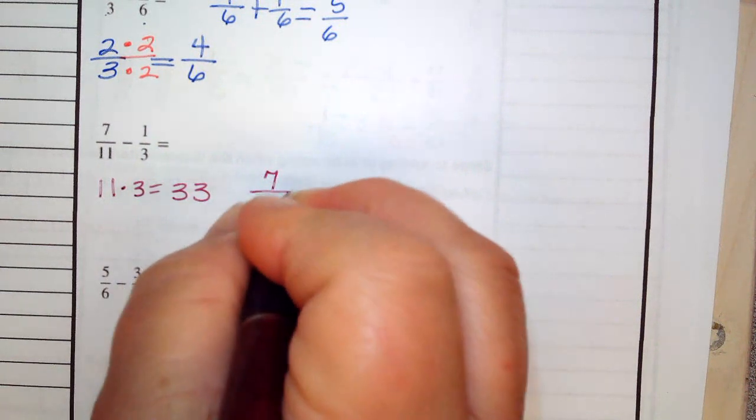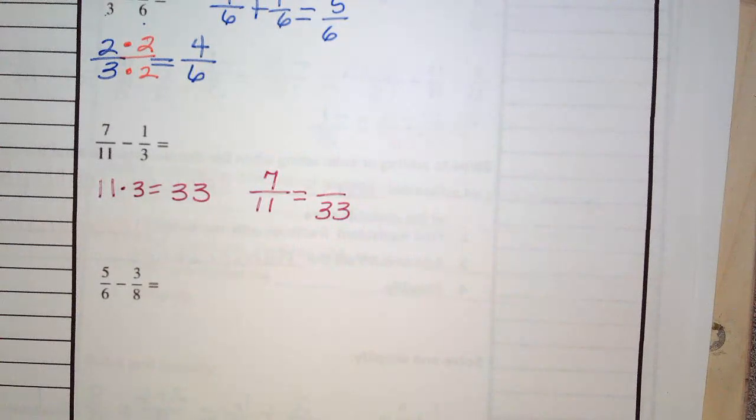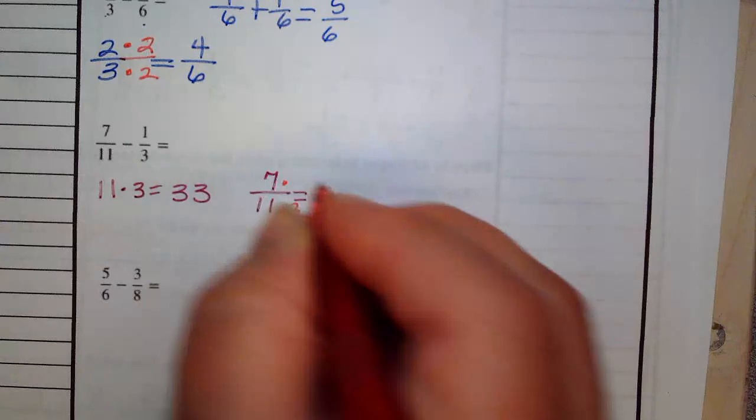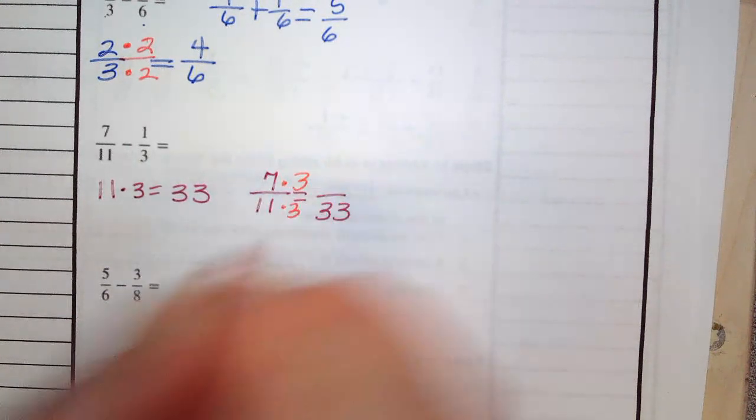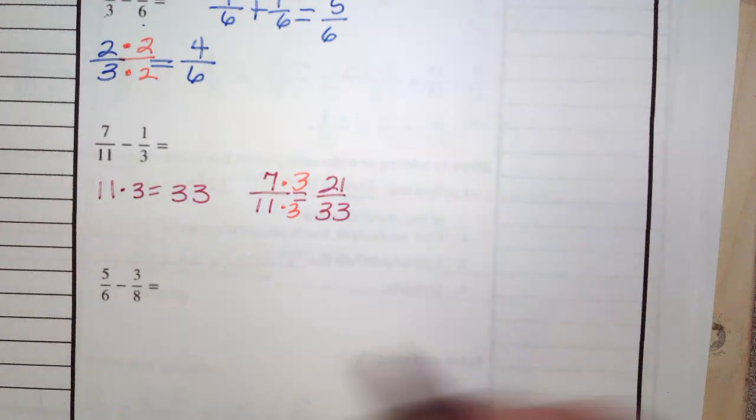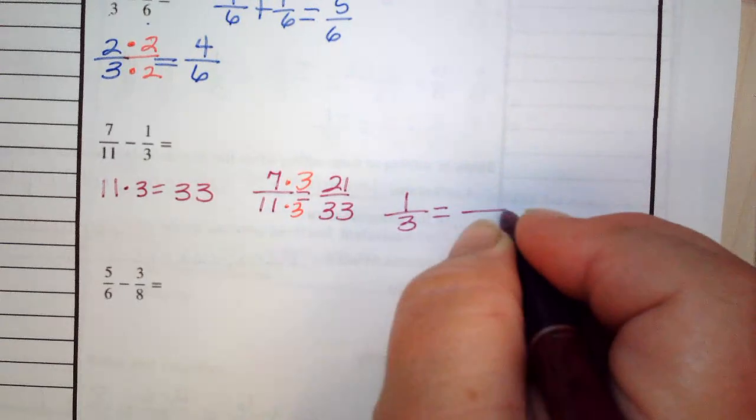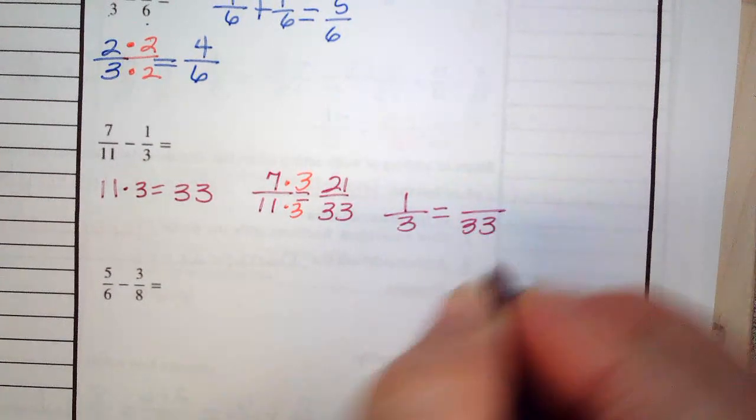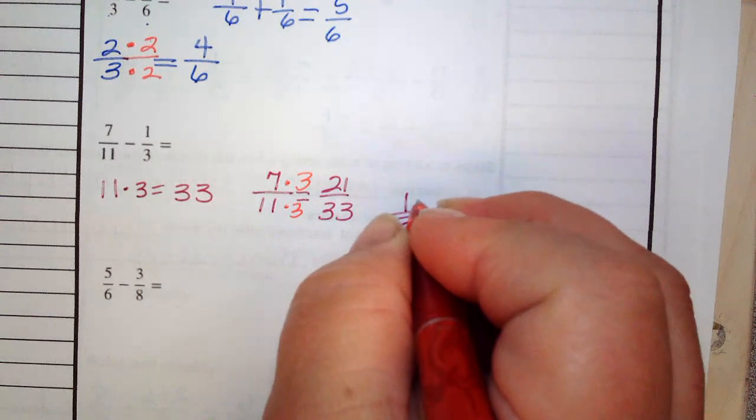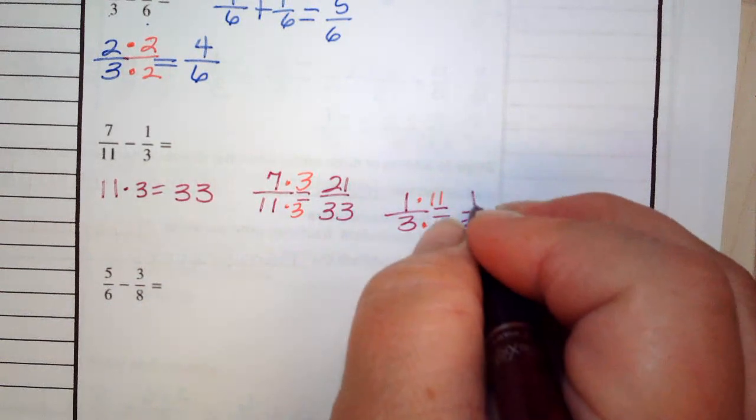7 over 11 is equal to what over 33? What am I multiplying 11 by? 3. What am I multiplying 7 by? 3. 7 times 3 is 21. 1 over 3 is what over 33? This time I multiply top and bottom by 11. 1 times 11 is 11.